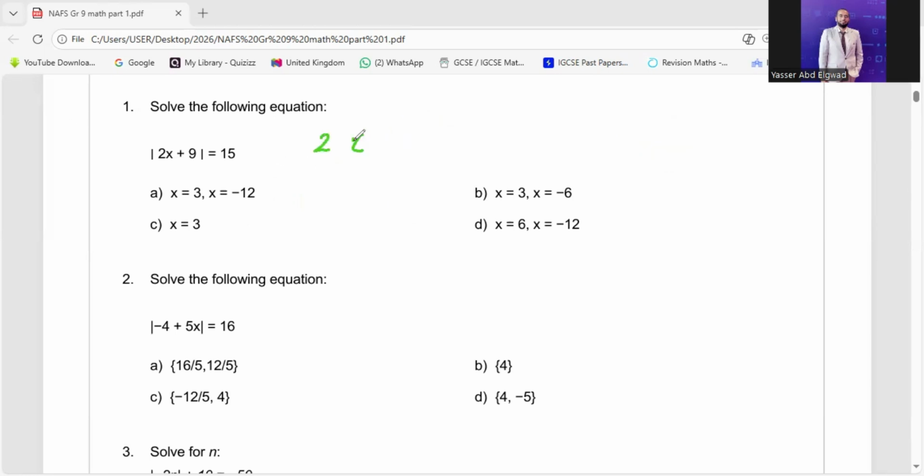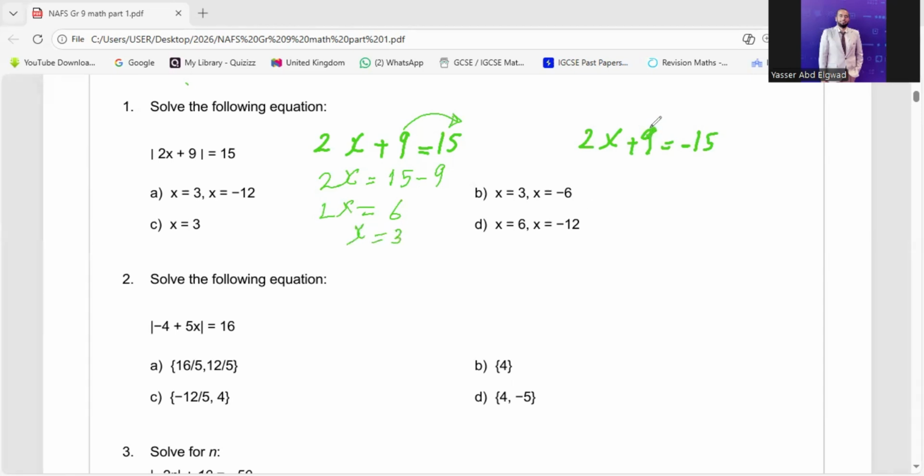2x plus 9 equal 15. And here is 2x plus 9 equal -15. Put it positive and put it negative. Solve the equation, put it on the other side. 2x equals 15 minus 9. 15 minus 9 is 6. 2x equals 6, divided by 2, x equals 3.